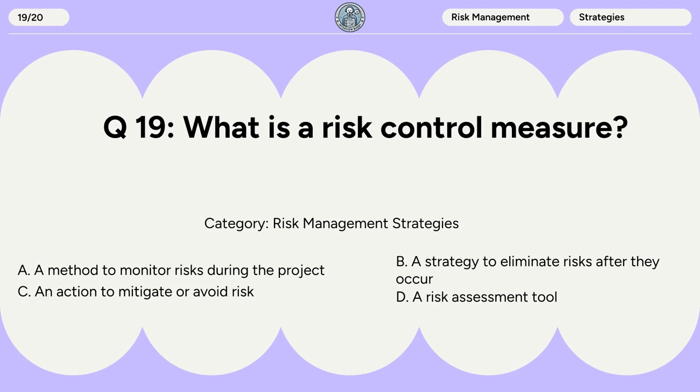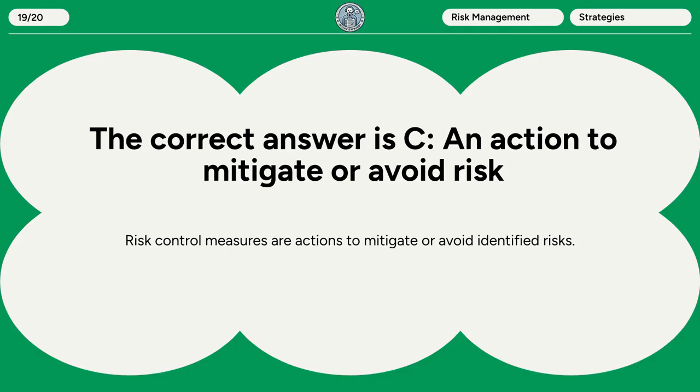Question 19. What is a risk control measure? A. A method to monitor risks during the project. B. A strategy to eliminate risks after they occur. C. An action to mitigate or avoid risk. D. A risk assessment tool. The correct answer is C. An action to mitigate or avoid risk. Risk control measures are actions to mitigate or avoid identified risks.